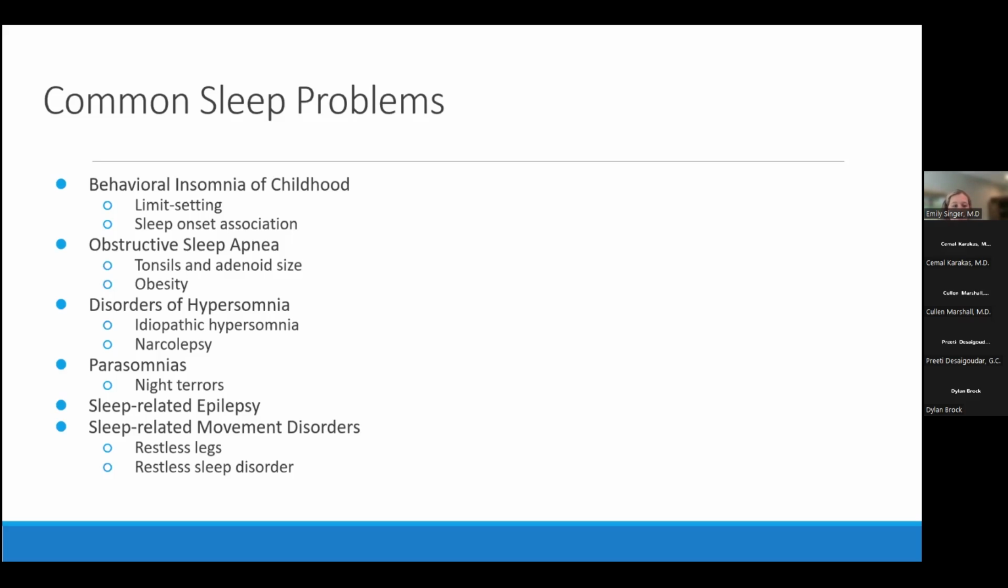And then there are sleep-related epilepsies, particularly the frontal lobe epilepsies that can be very challenging to figure out. And then lastly, we have sleep-related movement disorders. So these would be things like restless leg syndrome or a more newly described disorder called restless sleep disorder.